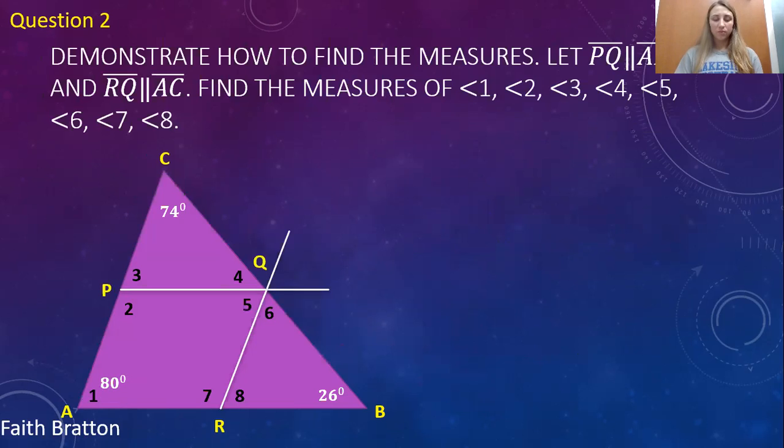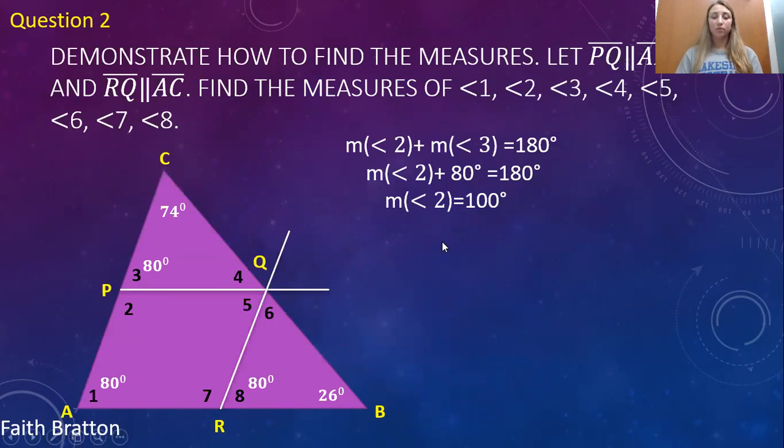For the next one, if you extend the parallel lines, which we did right here, this will help to identify the corresponding angles. From the figure, angle 3 and angle 8, which are these two right here, are corresponding angles to angle 1. So the measures of angle 3 and angle 8 are also 80.